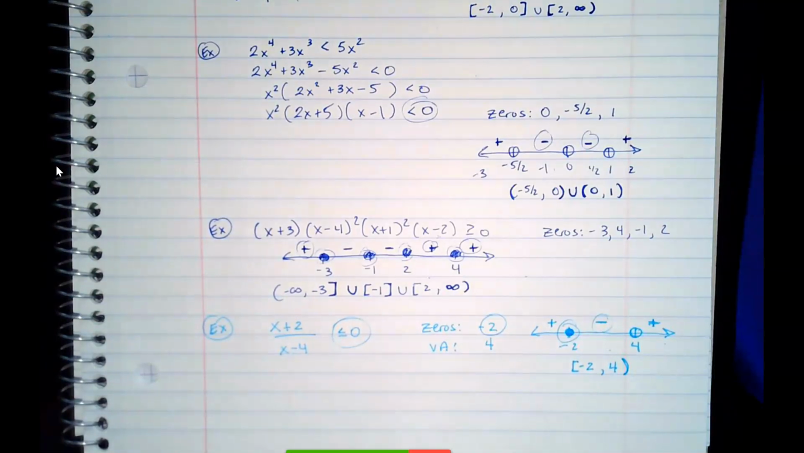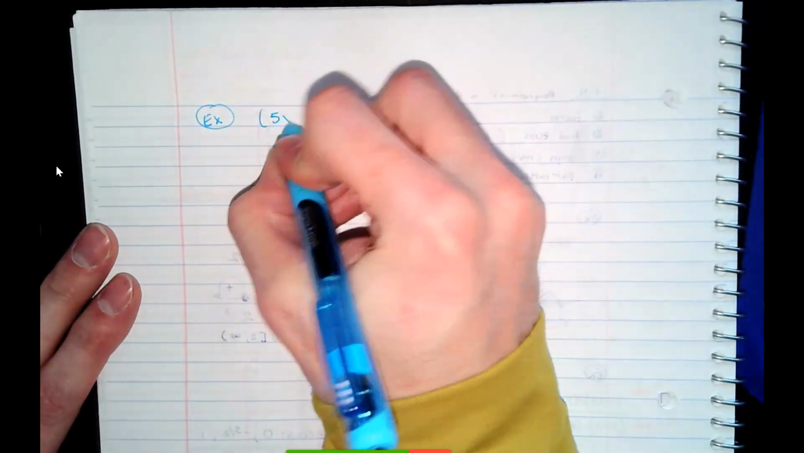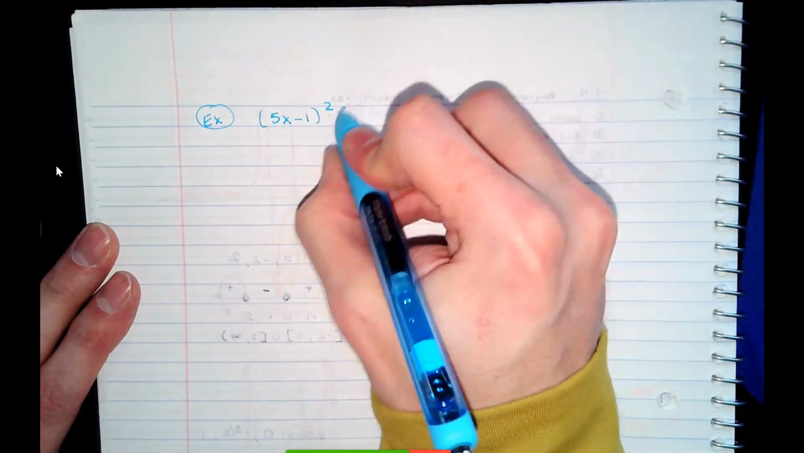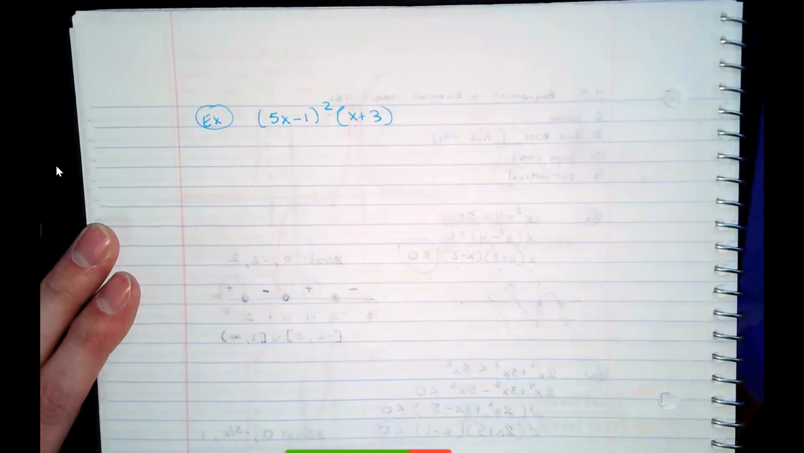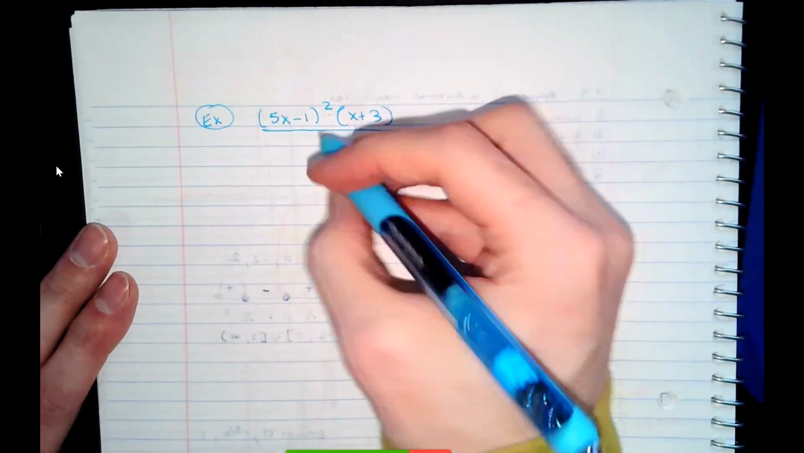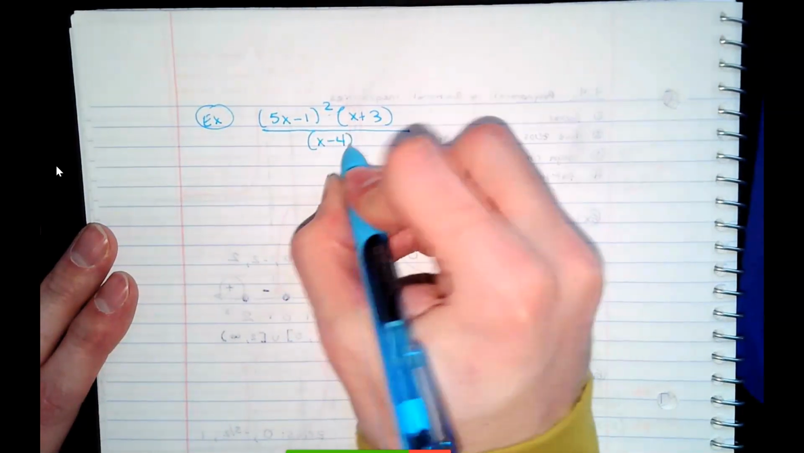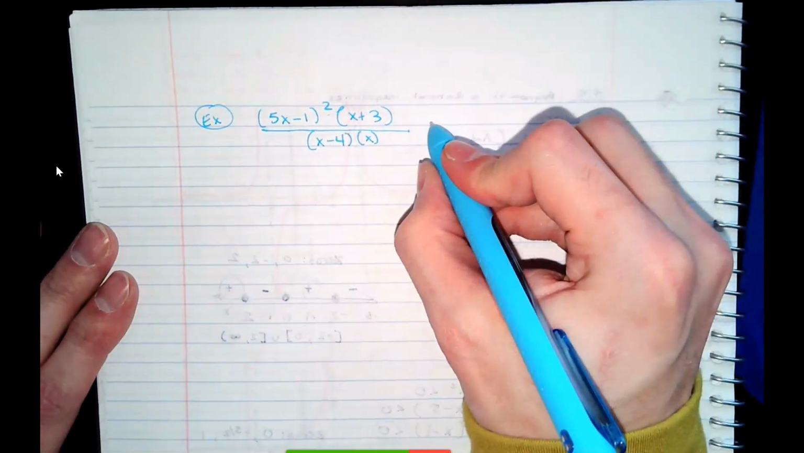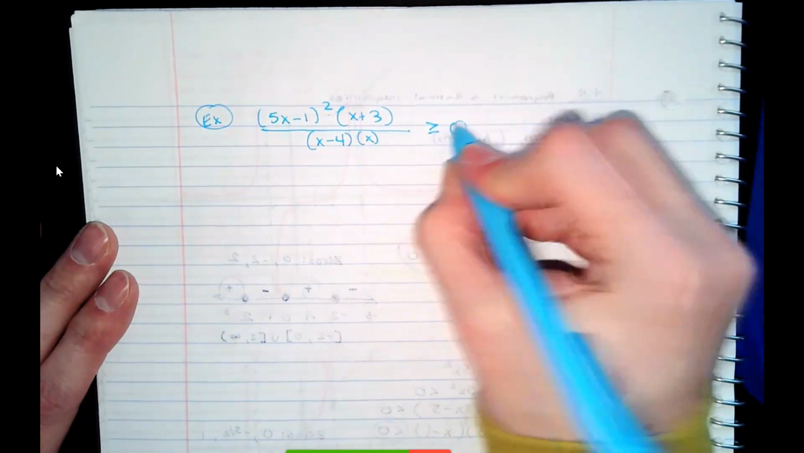All right, let us do 2 more and that'll be it for this. Let's do the next example. Let's move this up though. We're going to do 5x minus 1 squared times x plus 3, all over x minus 4 times x, is greater than or equal to 0.